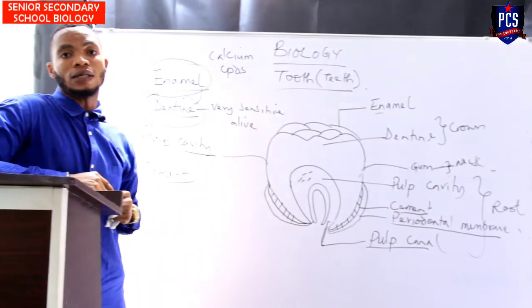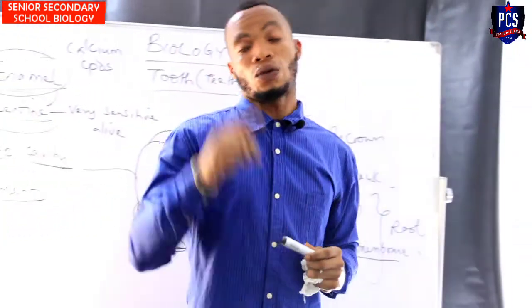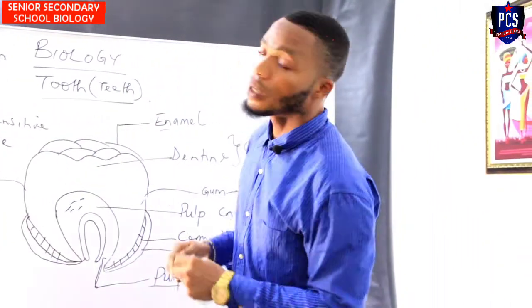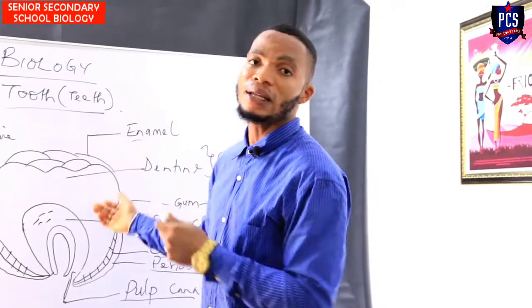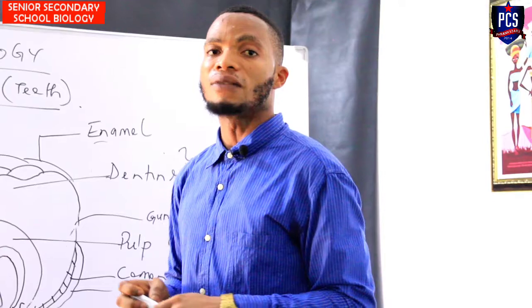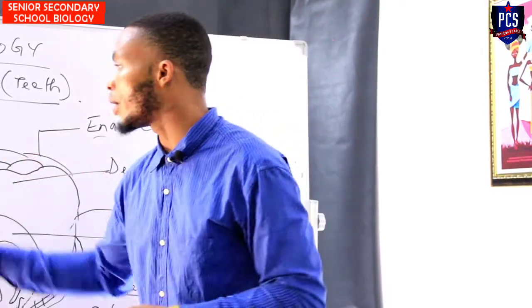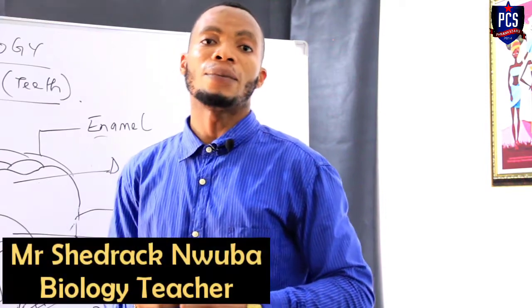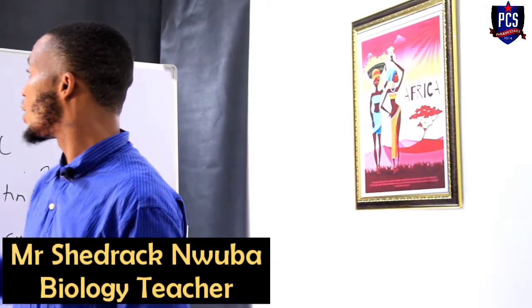Now, when we started the lesson, we started with nutrition. We went into the nutrition process. We discussed digestion, its meaning and the processes involved in it. From there, we went into the teeth. Now, the tooth, as you see on the board here, is a very important organ. Without it, human beings cannot survive. So, this is all we have today on biology.